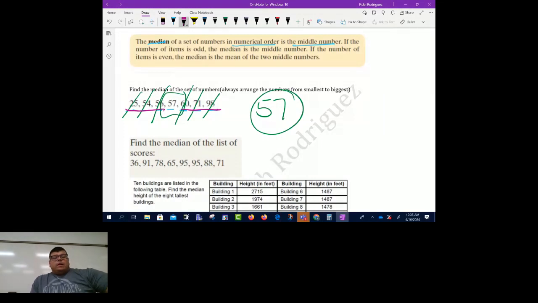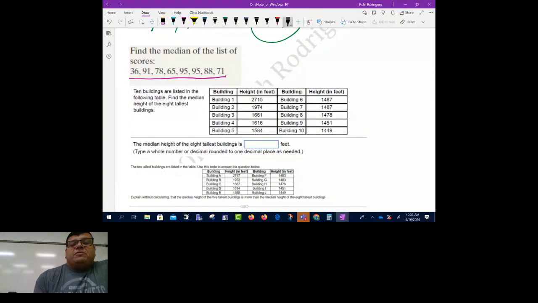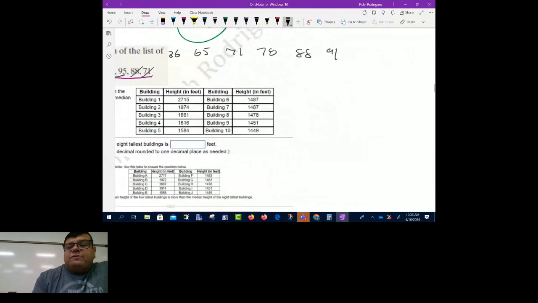All right, y'all, I'm going to do the same thing for this next one here with our scores. But in order for me to do this, I got to put my numbers from smallest to biggest. So let's start off with 36. After 36, I would go to 65. After 65, we would go to 71, and then 78, and after 78, I guess we would go 88, and after 88, we'd go 91, and after 91, we're going to put 95 twice.